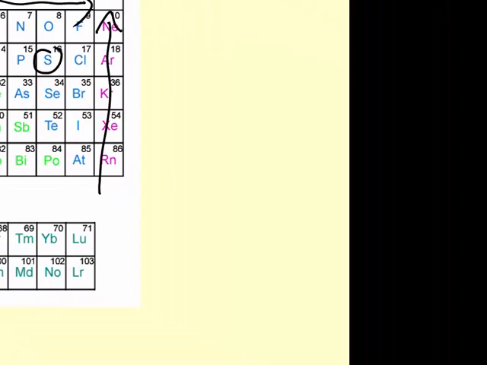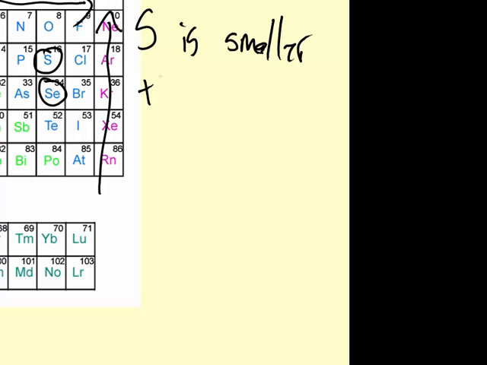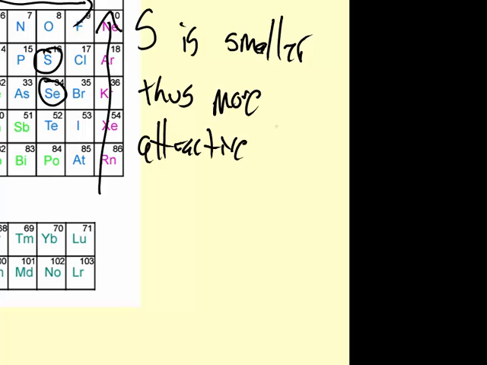Now if I were to compare sulfur and selenium, two nonmetals, sulfur is smaller, thus more attractive. So it gains electrons and reacts better.